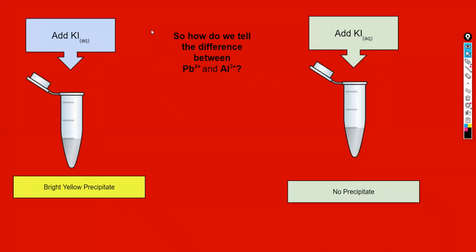So this is the last test to tell the difference between lead and aluminum ions. The final test is now we have to take potassium iodide. And if we add potassium iodide and we get a bright yellow precipitate, then it's lead. If we add potassium iodide and we get no precipitate, then it's aluminum. So you have to go through those 3 tests now to narrow it down.